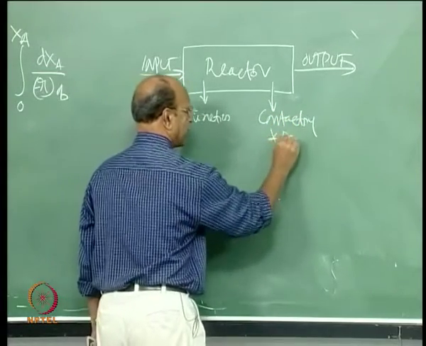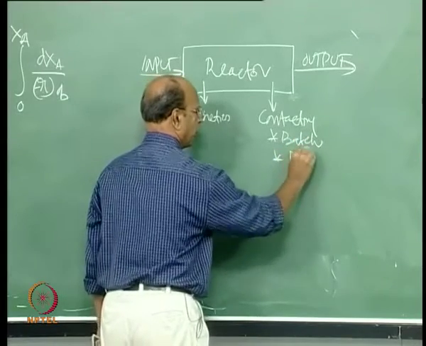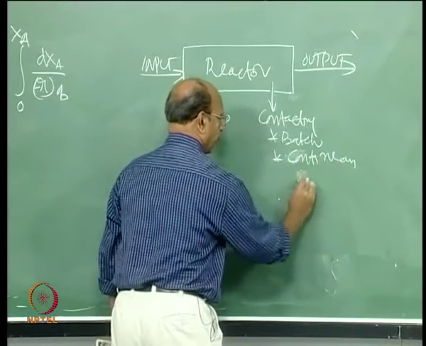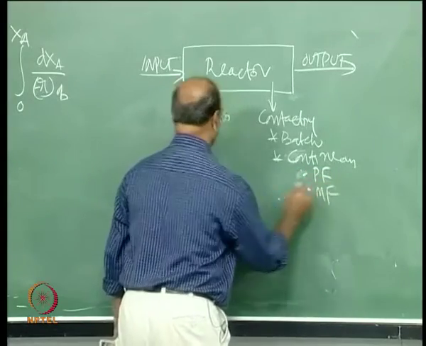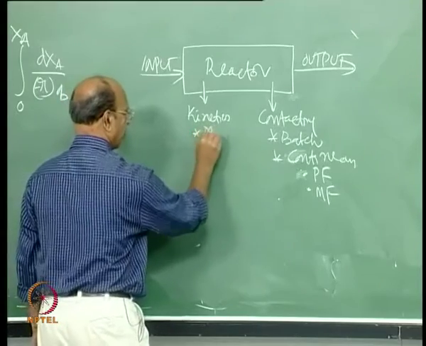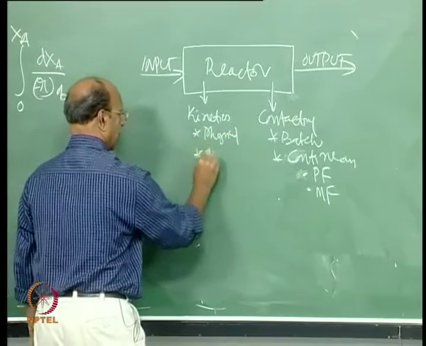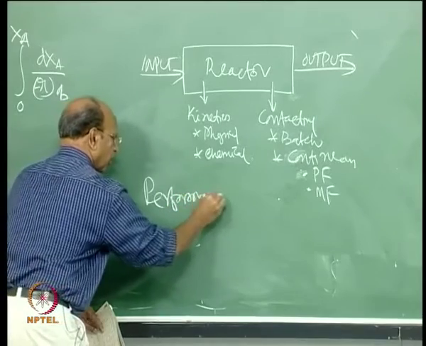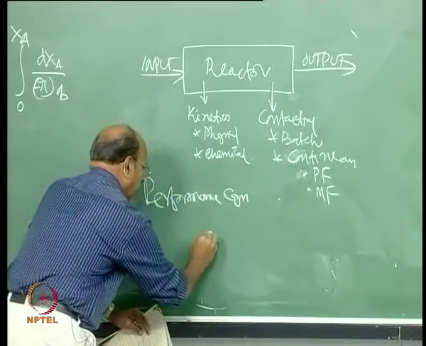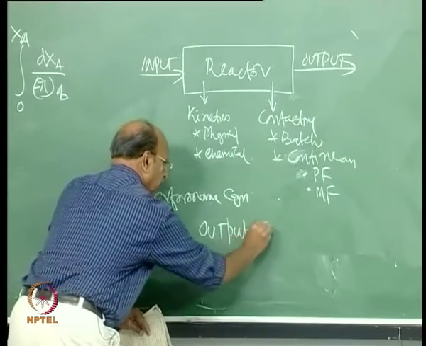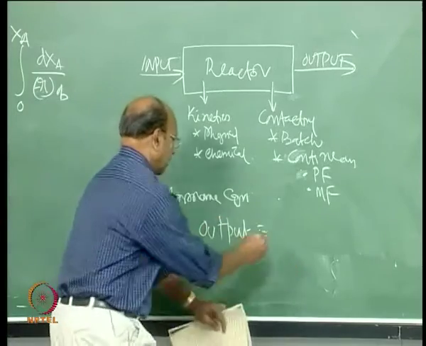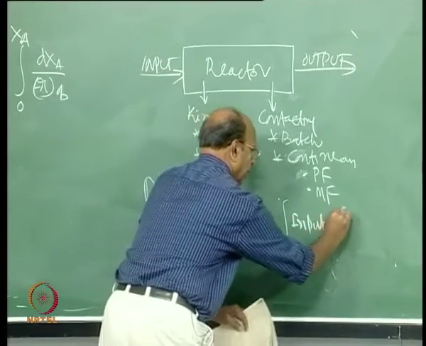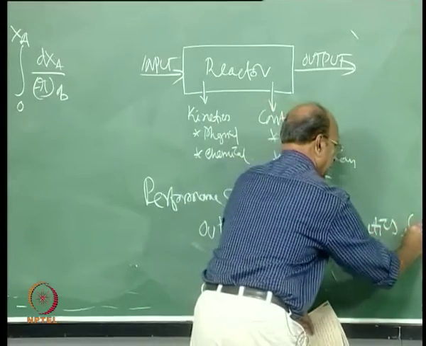So, here I have a batch, PF, continuous, then we have PF, MF. Here we have physical, chemical. So, performance equation is output, okay, Shekhar, remember, is a function of kinetics and contacting.